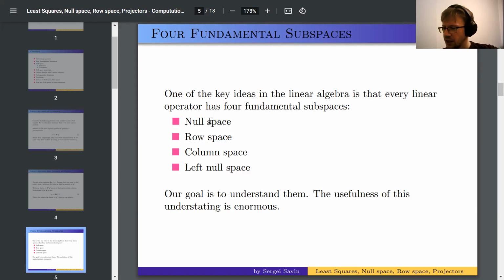Basically, the spaces are null space, row space, column space, and left null space. It's a very good idea to memorize those names. You don't have to memorize them as a rhyme, but just make sure you understand and keep them in mind. Today we will learn those two, null space and row space, and try to make sure you understand what they are. Next time we'll go through those two subspaces.